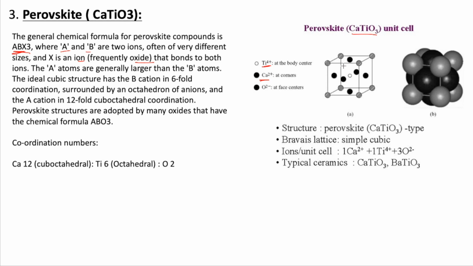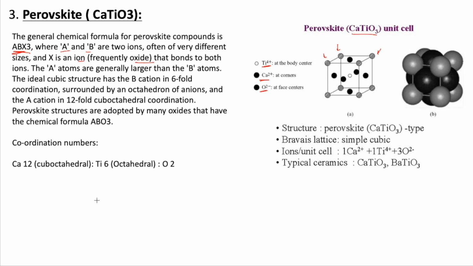Calcium 2+ ions are present in the corners. So these gray ones are actually calcium ions. These are present in the corners, and oxide ions are present on the face center. So these black dots are oxide ions. So that's how your perovskite looks.